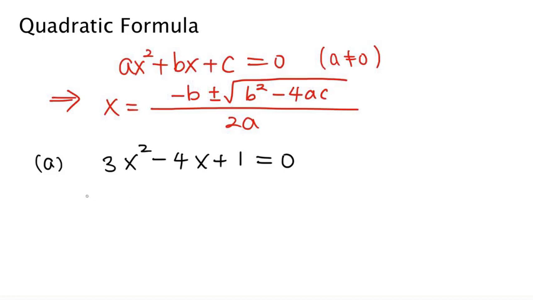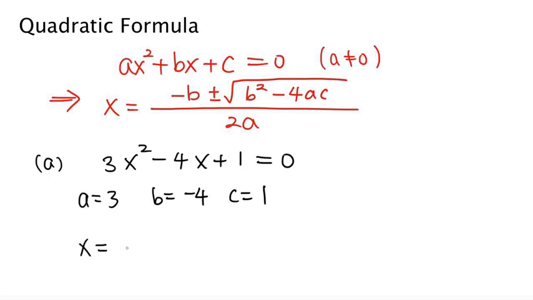So in this example, a equals 3, b equals negative 4. The coefficients also include the sign, plus or minus sign, and c equals positive 1. So to solve this quadratic equation, we just plug these values into the formula.